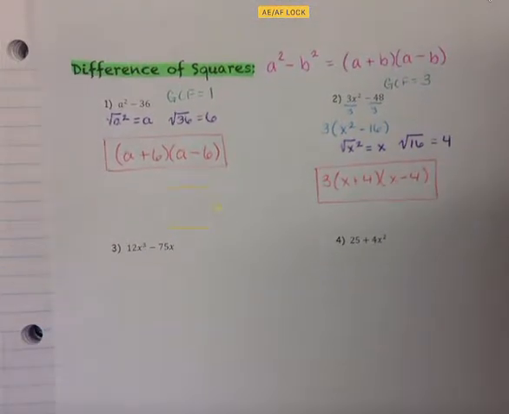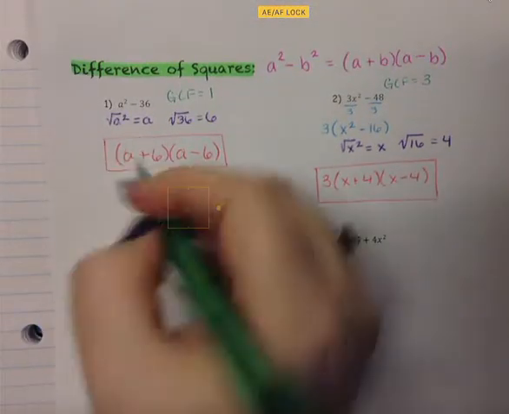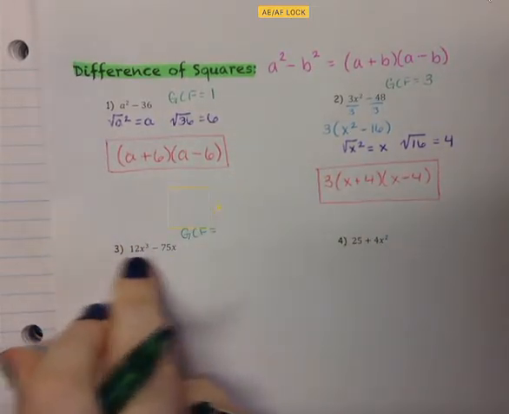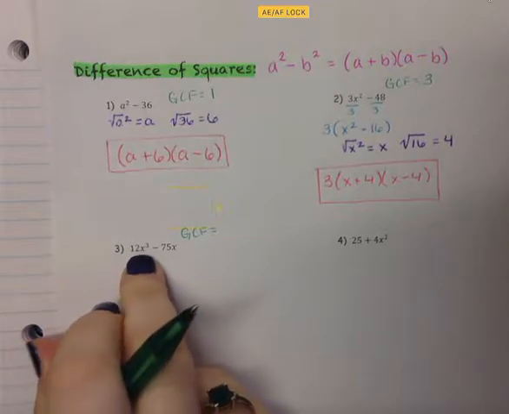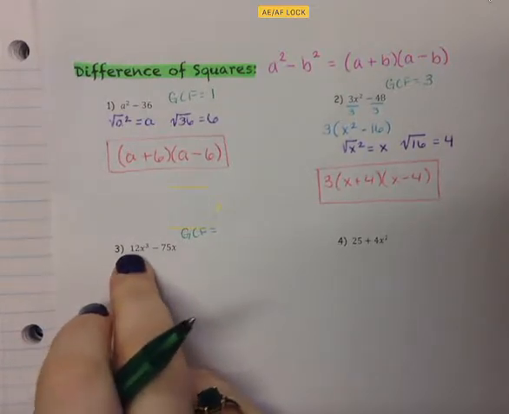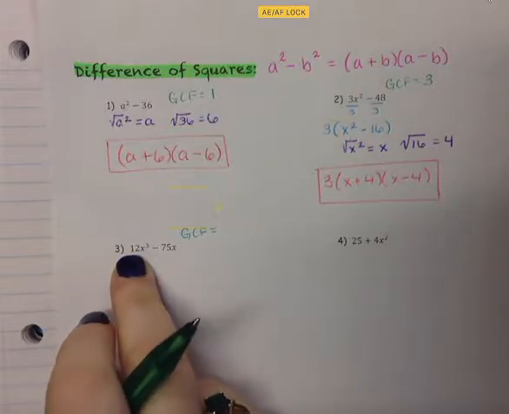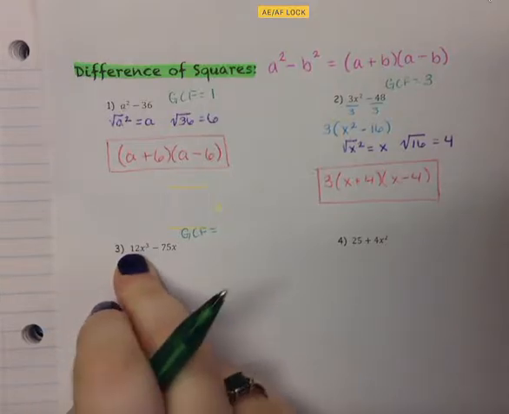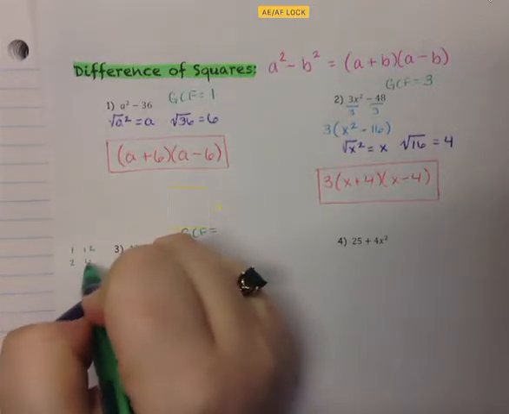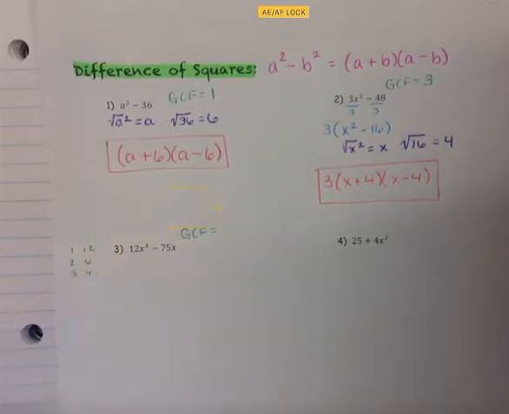I'm going to keep going. Number 3, we're going to look again for our GCF first. Our smallest number on here is 12. 75 cannot be divided by 12, so we need to find the factors of 12. We know that 1 times 12, 2 times 6, and 3 times 4 will give us 12.